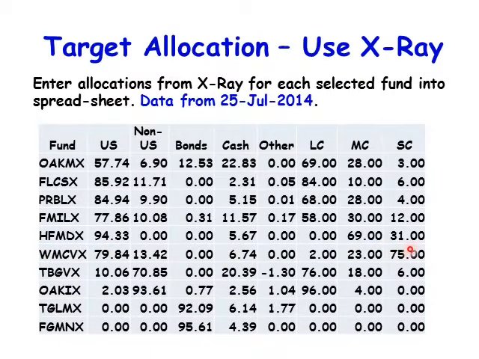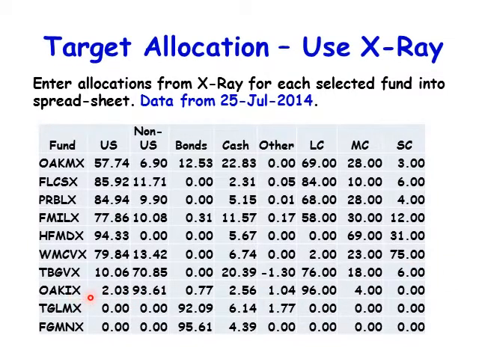WMCVX is a large small cap. It has a bleed into mid cap and large cap. Okay, here is Tweedy Brown, a global fund, and it's 71% international. It does have a domestic component to it and has a significant cash portion. And look in here, large cap is 76, so it bleeds into the other sectors here.